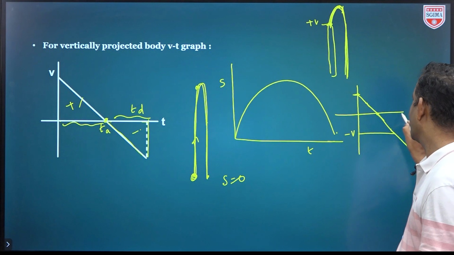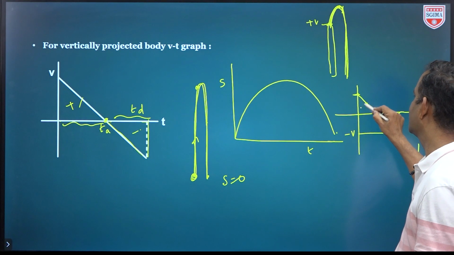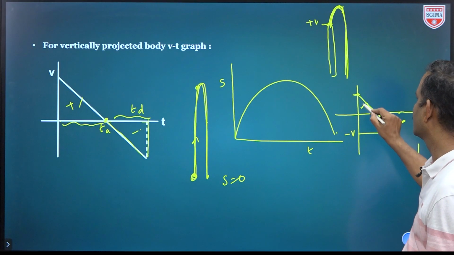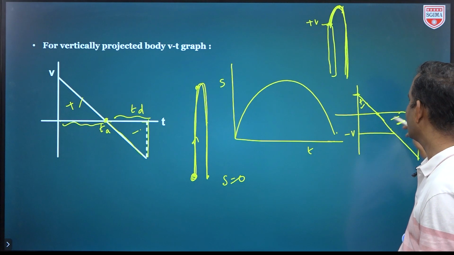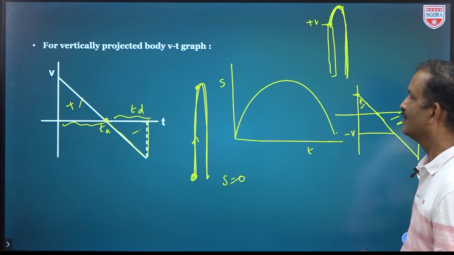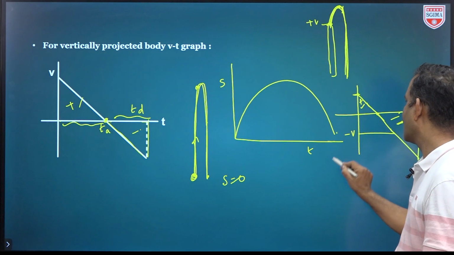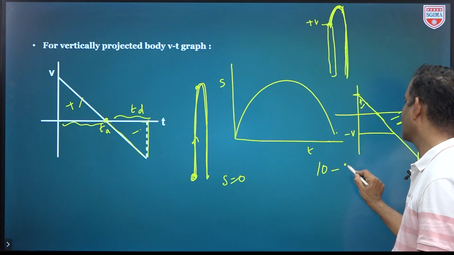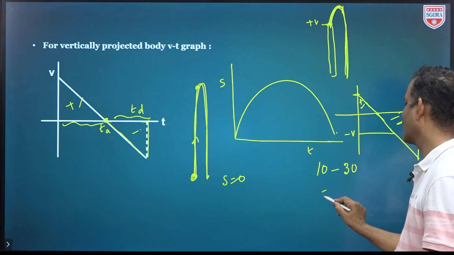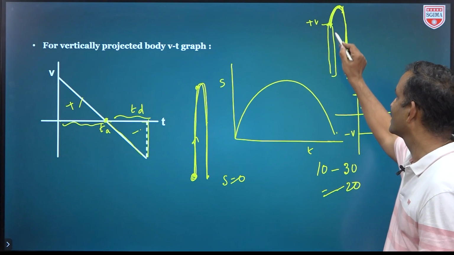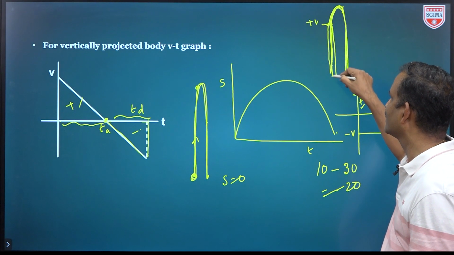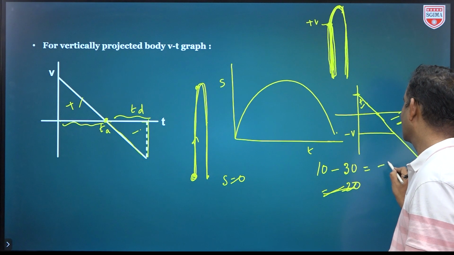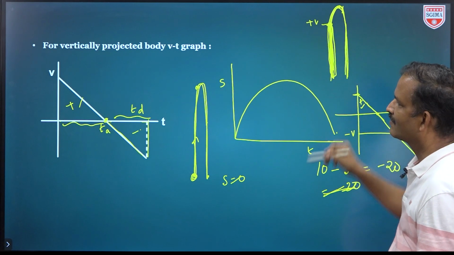Then this area is less than this area. This area is plus, this area is minus, so the total area is negative. Suppose this area is, for example, 10 and this area is minus 30, so the total is minus 20. So this area gives the displacement, which is nothing but the height of the tower. This minus 20 gives the height of the tower.